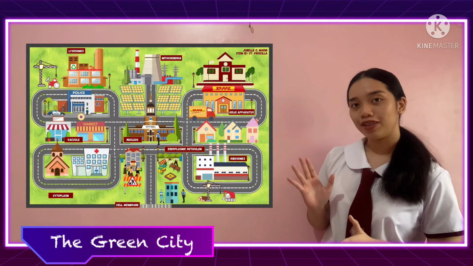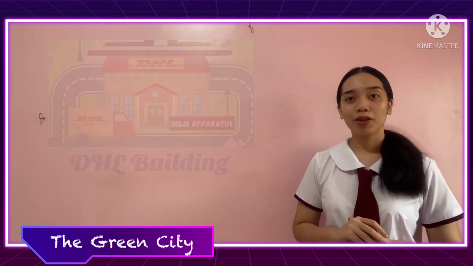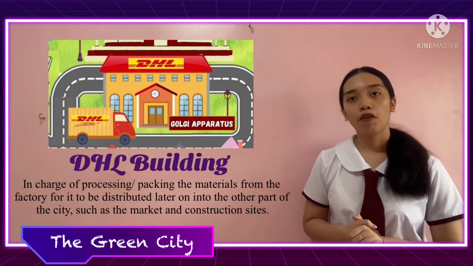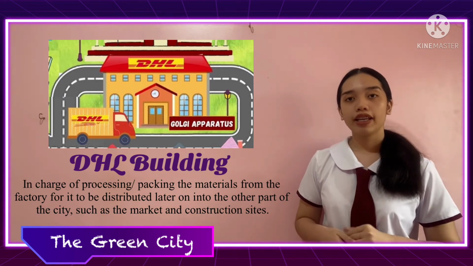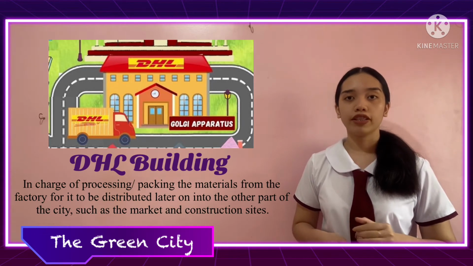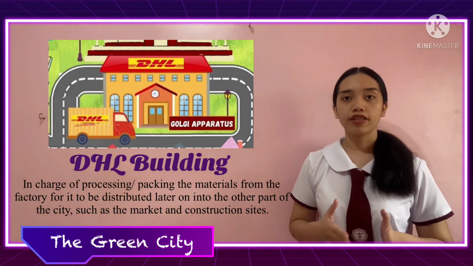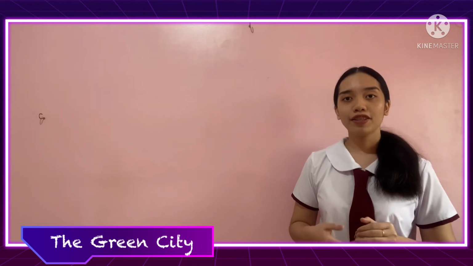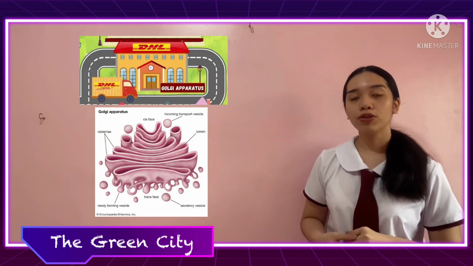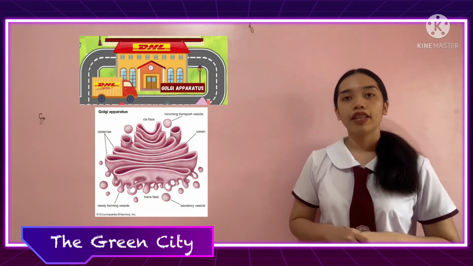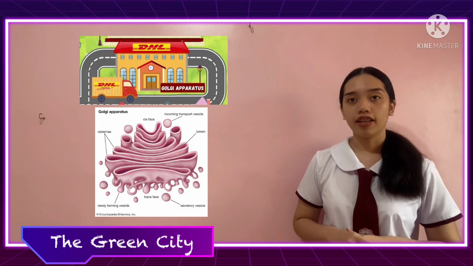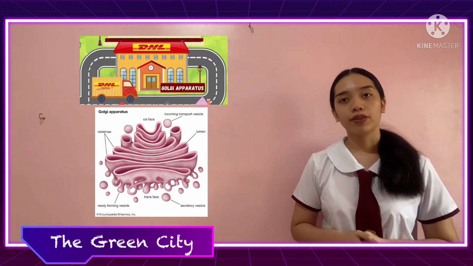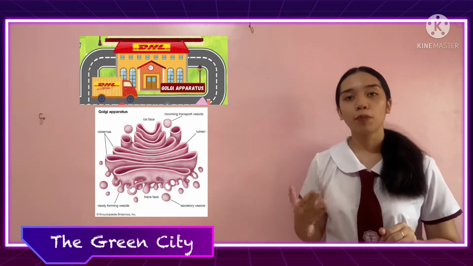As we move upwards for a bit, we will see the DHL building that is in charge of processing or packing the materials from the factory. It is responsible for the distribution to the other parts of the city, like the market and the construction site. In the same way, the Golgi bodies, also known as the Golgi apparatus, serve as the packing station of the cell, and it packs and processes the proteins and lipid molecules that will be handled in the endoplasmic reticulum.